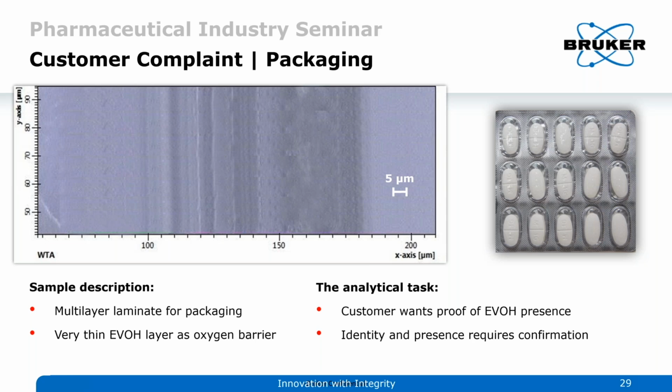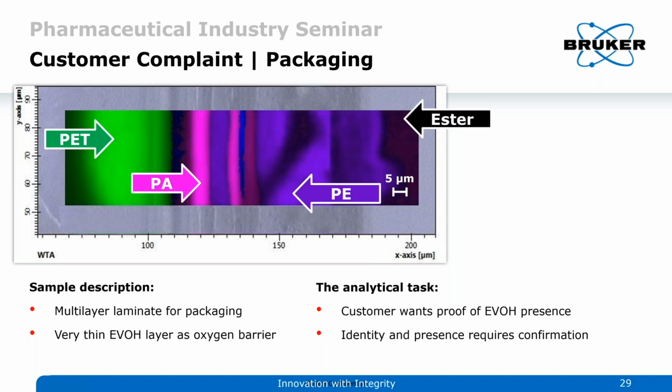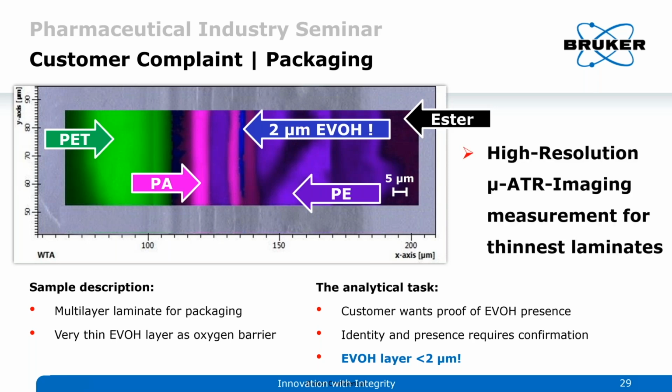It requires some confirmation. So when we look at this, we're going to scan across the packaging on its side essentially, and you can see the PET layer, the PA layer, and again the PE layer on the other side, and then the ester layer, and you can get the 2 micron EVOH layer. Very nice. So again, high quality data analysis very quickly and very easily by doing this type of analysis non-destructively. So again, high resolution micro ATR imaging really works for even the thinnest laminates.